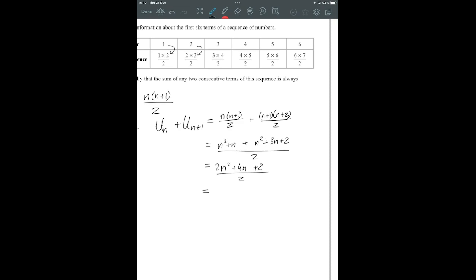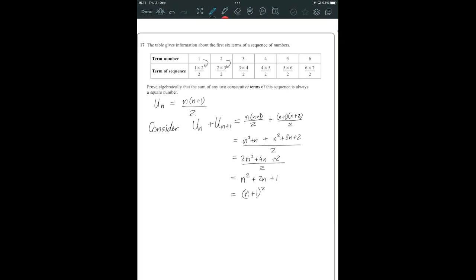A very common error now is, how do we deal with this fraction? We have the common 2. We need to divide each and every part by 2. Well, n squared plus 2n plus 1, we should notice, is just n plus 1 squared. So what have we shown? We've shown that un plus un plus 1 is n plus 1 squared, which is a square number.